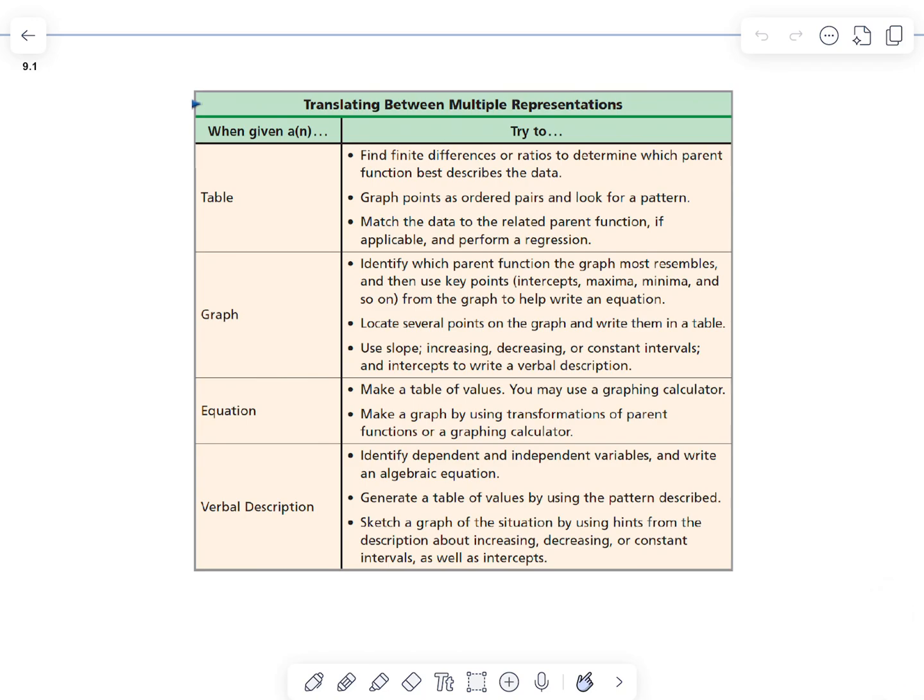Here is a chart to help you identify the multiple representations. You can create a table, you can graph it, write an equation, and write a verbal description. Please go ahead and pause to see the rest of this table in its entirety.